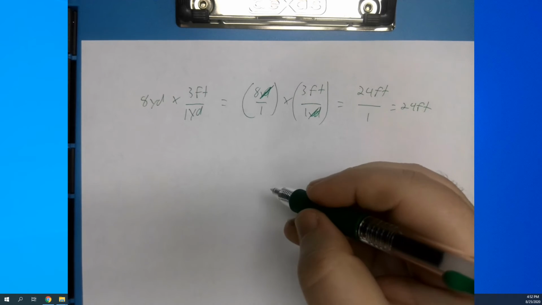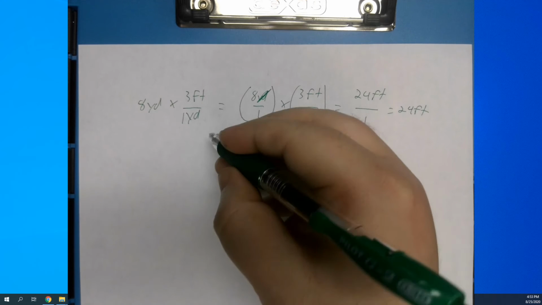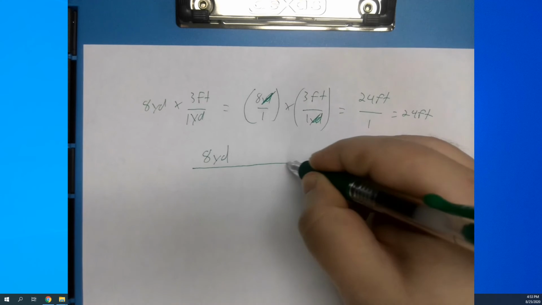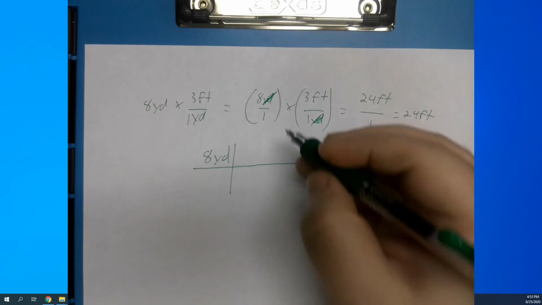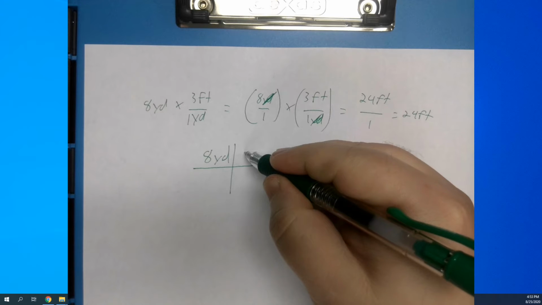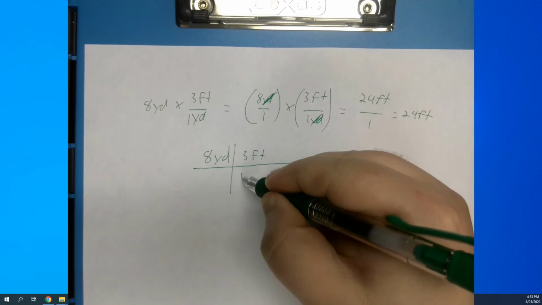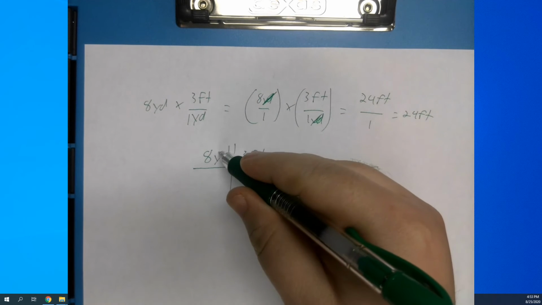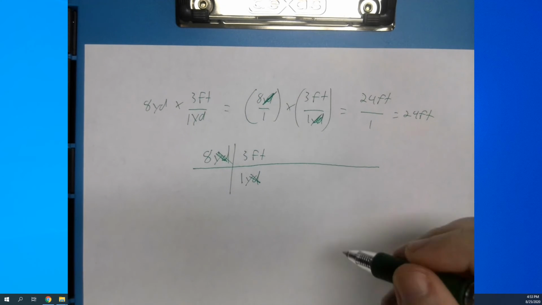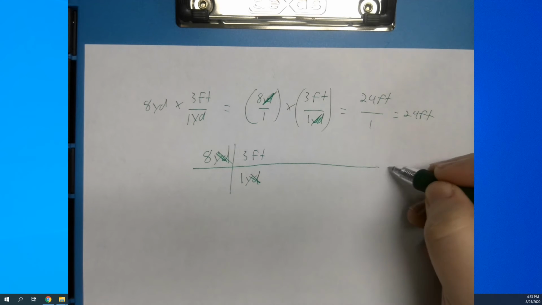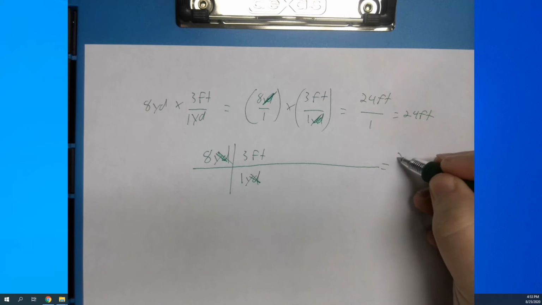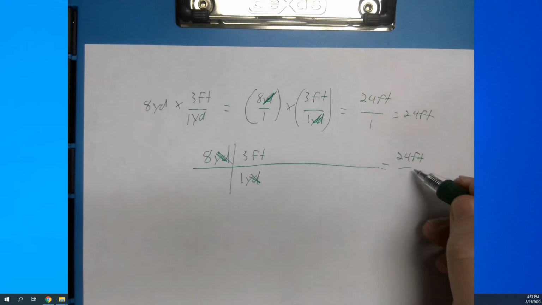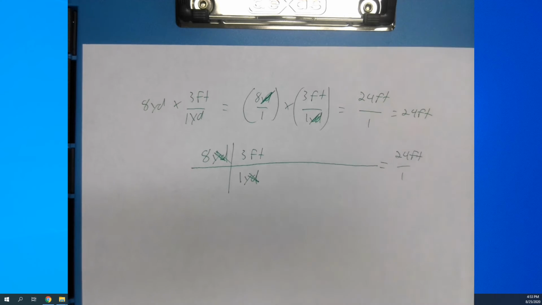What I prefer doing is using a grid. So you start making a grid, and your conversion factor, 3 feet to 1 yard. Now we can see this cancels out, and we can just make this equal to 24 feet. You multiply the top, and then it'd be divided by 1, which is just 24 feet.